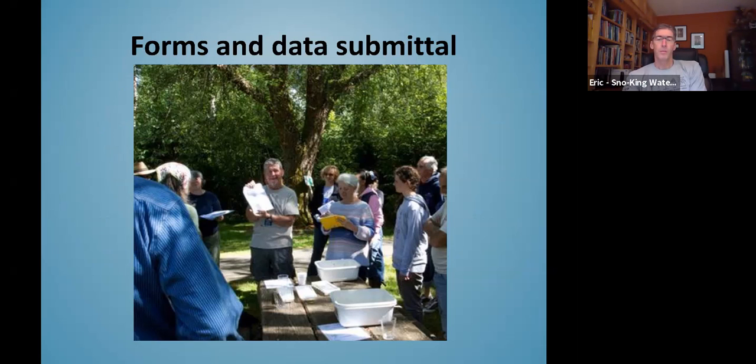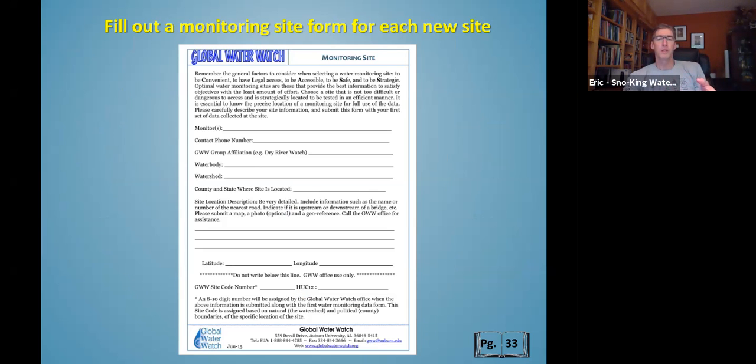So with our program, there's certain ways that we record the data. So we have certain forms and certain ways that we submit the data. So initially, to establish a site, we have a monitoring site form. And this is on page 33 of, I think, the introduction to water monitoring manual that I emailed you guys. So this just defines essentially who's going to be monitoring there, where it is, some details about it, and this is what Global Water Watch will use to set the site up in its database.